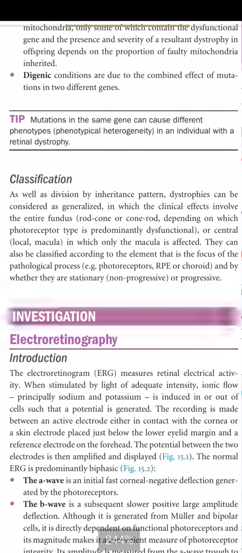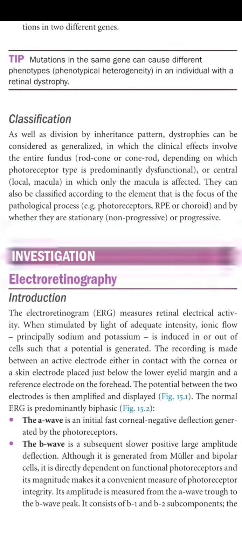The A wave is an initial fast corneal negative deflection, generated by the photoreceptors, so it is a negative wave. The B wave is a subsequent slower, positive, large amplitude deflection. Although it is generated from the Müller and bipolar cells, it is directly dependent on functional photoreceptors, and its magnitude makes it a convenient measure of photoreceptor integrity. So it can be an indirect measure of photoreceptor function as well.